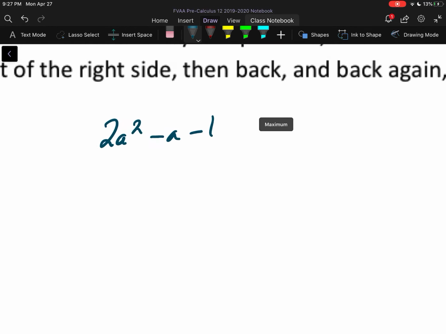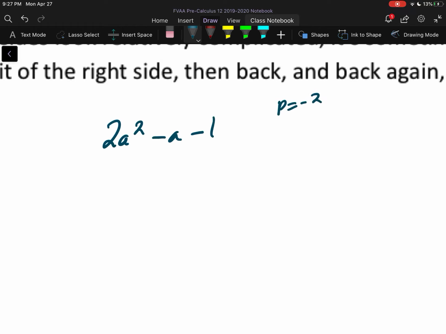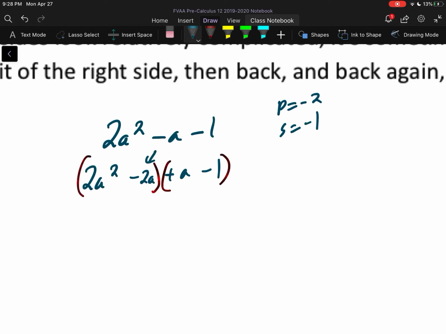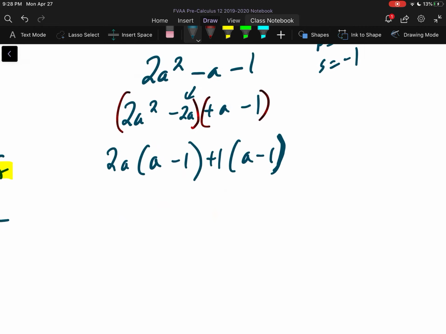All right, and then this is just factoring, right? You know that your product needs to be -2 and your sum needs to be -1. And so you're going to split that middle a value into -2a and positive a minus 1. And then we're going to group that all together. I'm going to factor out the 2a, and I'm left with a minus 1, and factor out just 1, which leaves me with a minus 1. Which leaves me with 2a plus 1 and a minus 1, right?